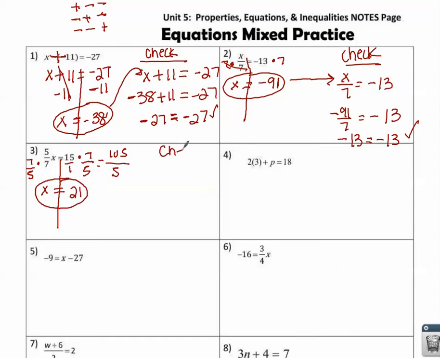Check your answer. 5/7 x equals 15. Plug in 21 and multiply. 5 times 21 is 105. Divided by 7 gives you 15. 15 equals 15.